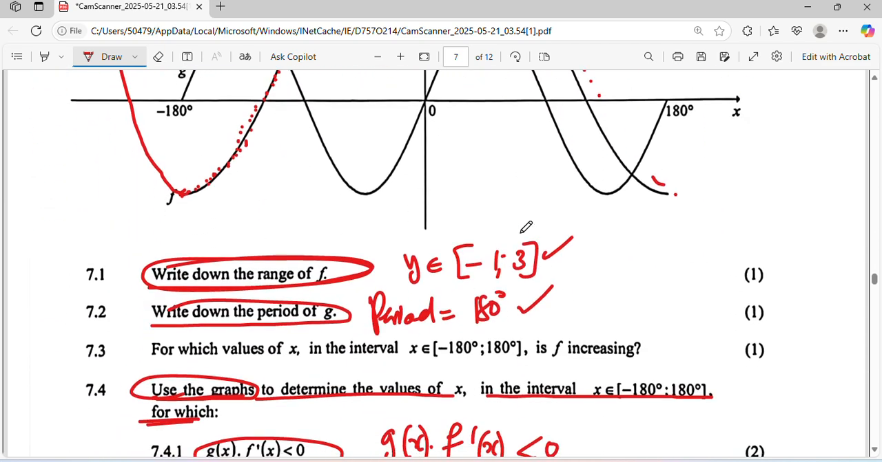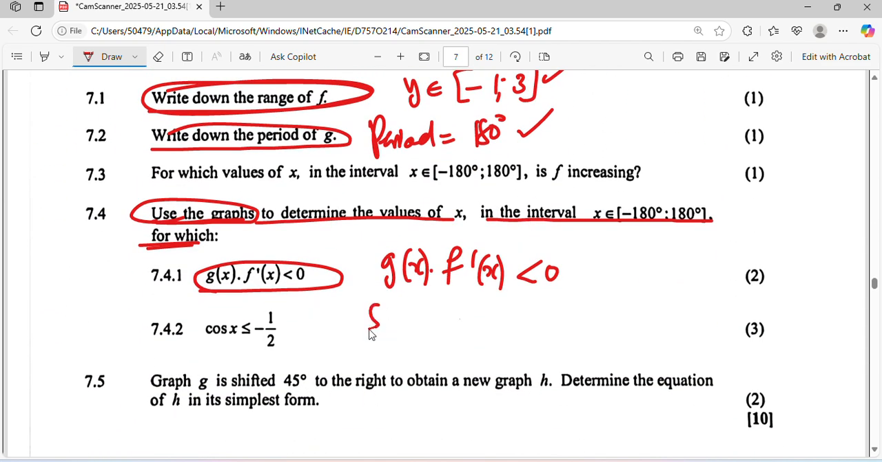Because g of x, you see the g of x, it's sine 2x. We are fine with that. I want to show you what's going to happen. Times f prime of x, now you have to get the what?